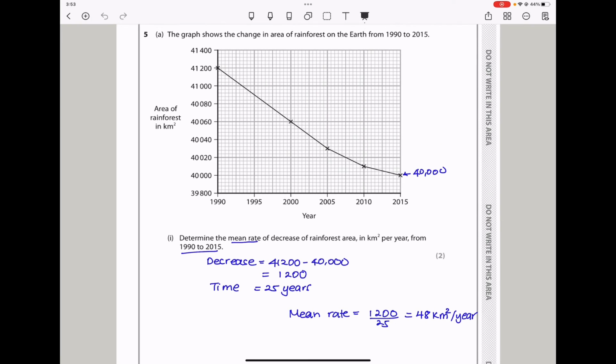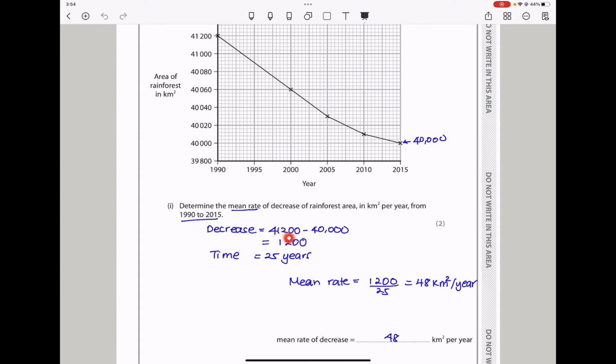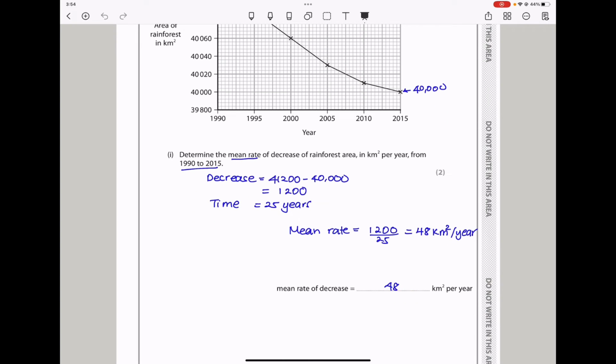So here the decrease is going to be from 41200 to 40,000. So the decrease is going to be that minus that. We also need to find the change in time. This is going to be a period of 25 years. So the mean rate is going to be the change in the area of the rainforest divided by the change in time, giving me 48 kilometers squared per year as my answer.